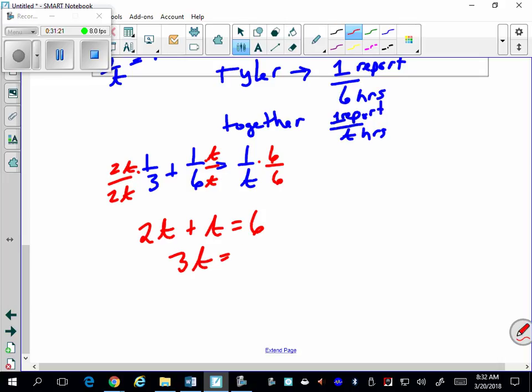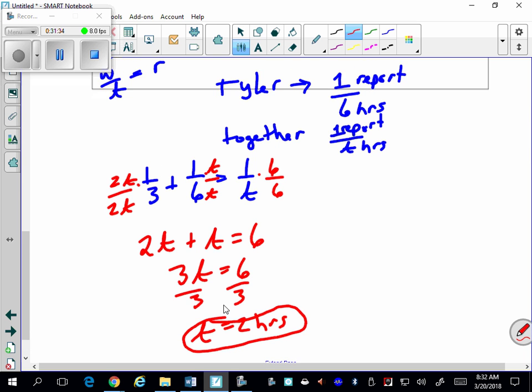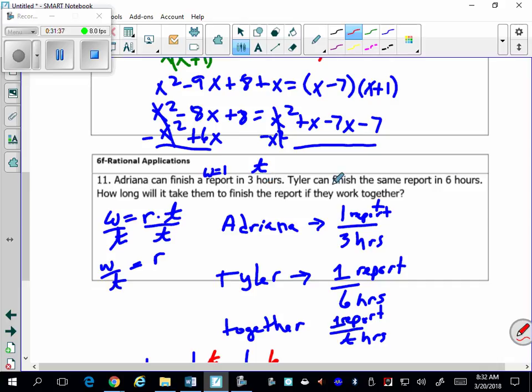Does that make sense for our problem? Let's look back. So 2 hours. Well, if Adriana can finish in 3 hours, Tyler's going to certainly speed that up. Maybe he doesn't work as fast, but he's going to speed it up. It's going to be faster than if Adriana worked by herself. So 2 hours, that absolutely does make sense. All right, let's move on to the next problem.